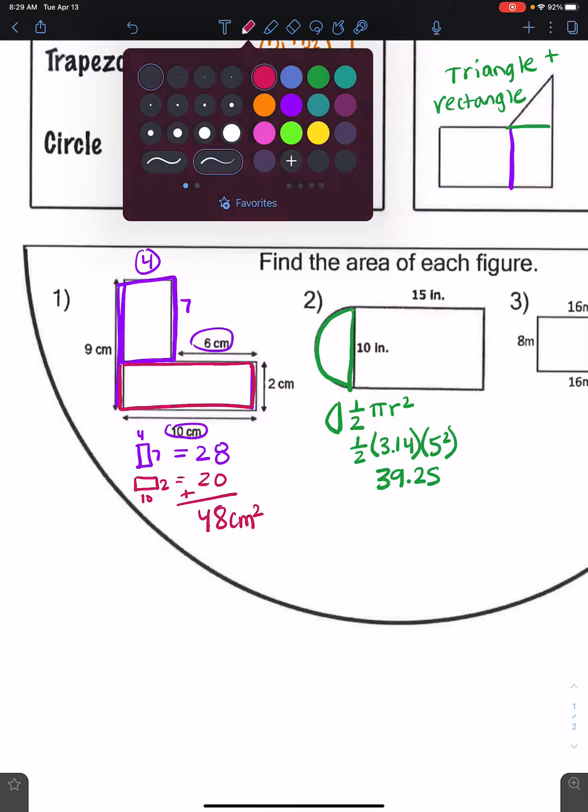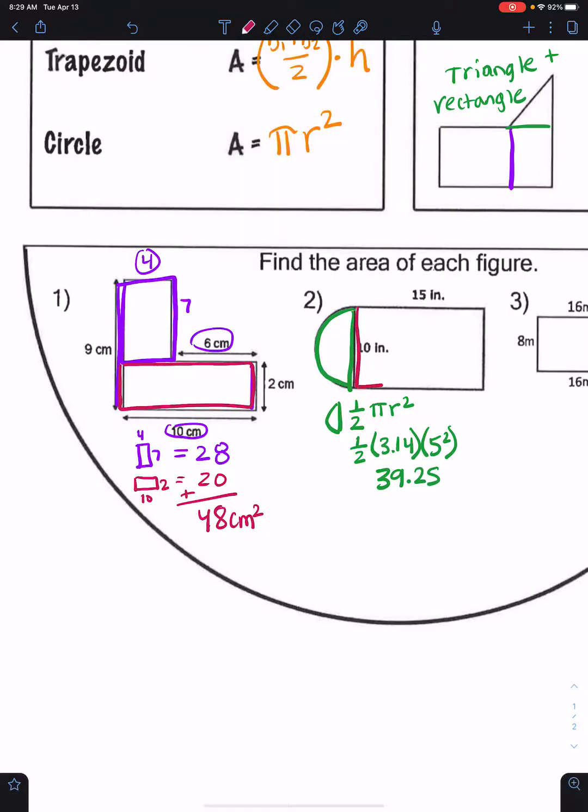And then in a different color, I'm going to do this rectangle right here, which is 15 by 10, and that would be 150. So when I add those together, I'm going to get 189.25, and then it's inches squared.